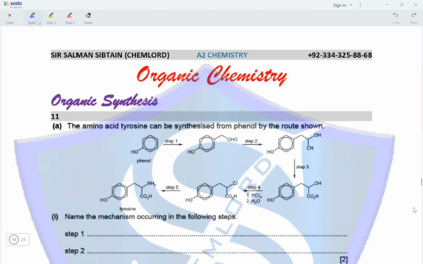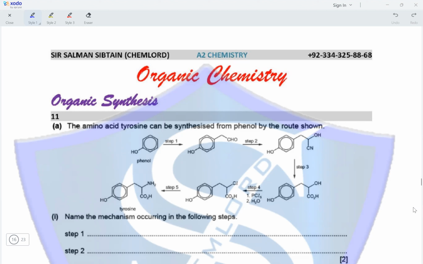Question 11. The amino acid tyrosine can be synthesized from phenol by the route shown. So, phenol is converted into a compound containing an aldehyde. So, this would have been a chlorine containing compound that would have been attached to phenol. Then we have conversion of the aldehyde into cyanohydrin. So, this is nucleophilic addition taking place. In step 3, the CN is being converted into COOH. So, this is acid hydrolysis of nitrile or cyanohydrin.